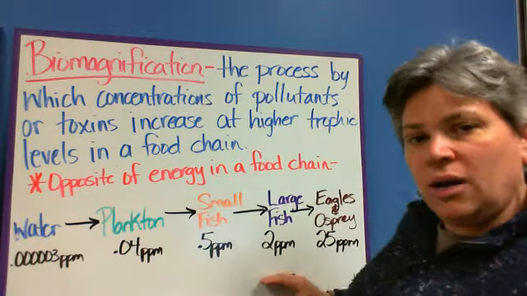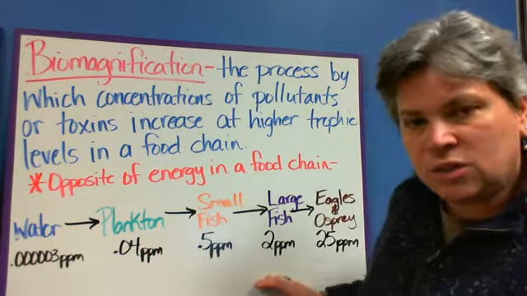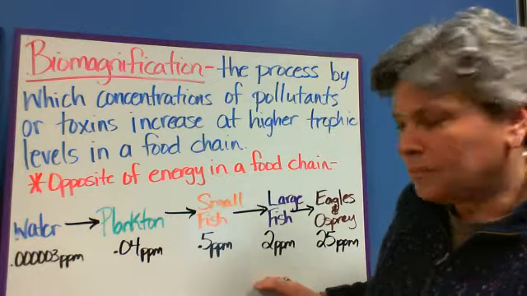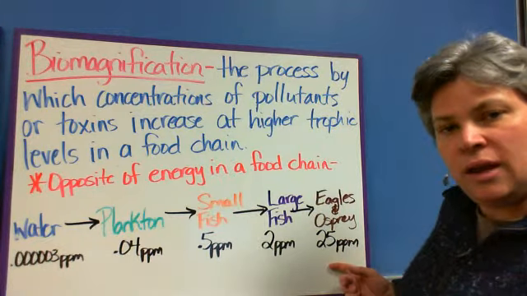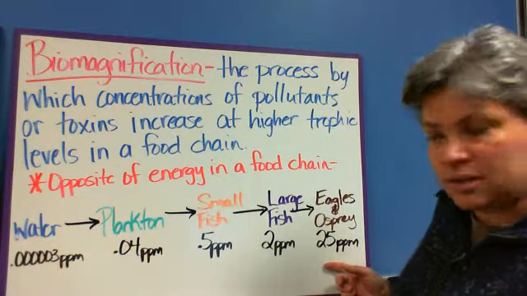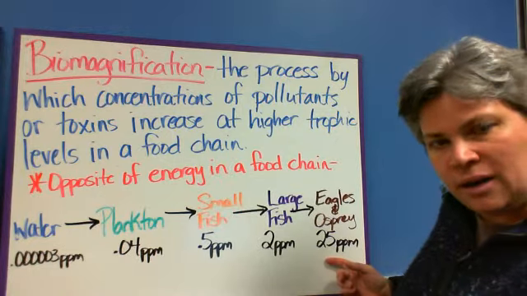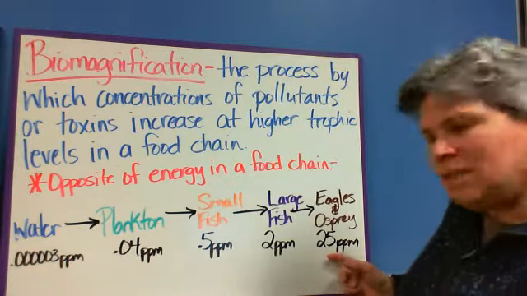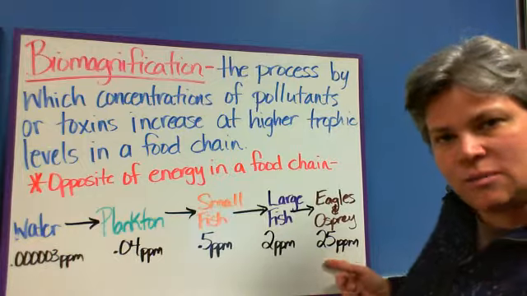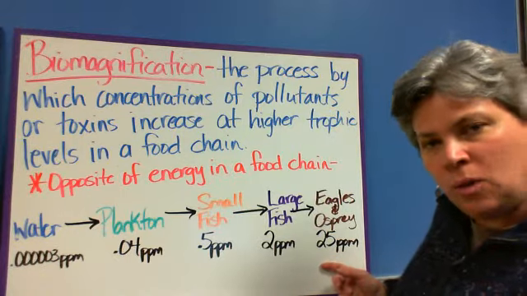And then when we move to large fish, I'm at 2 parts per million. So it's increasing pretty dramatically. By the time I hit eagles and osprey and potentially other aquatic birds, I'm at 25 parts per million. That's a huge amount. This is going to wreak havoc on the systems of those birds for multiple reasons.